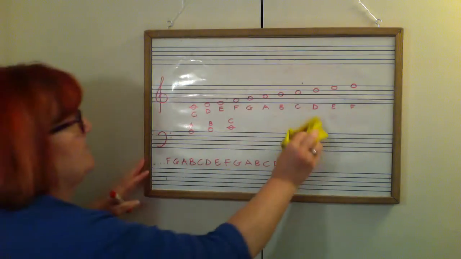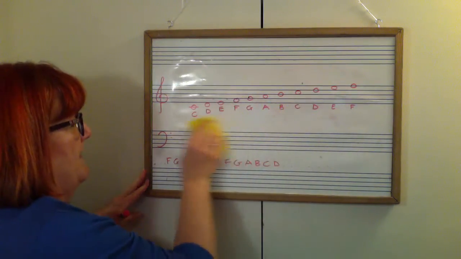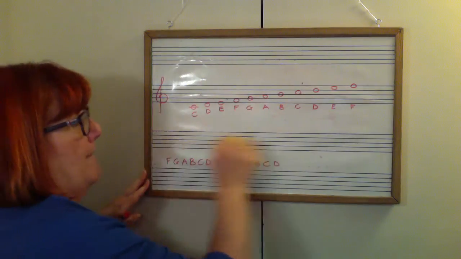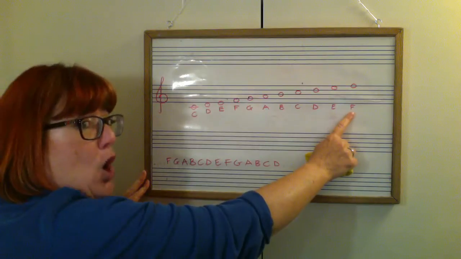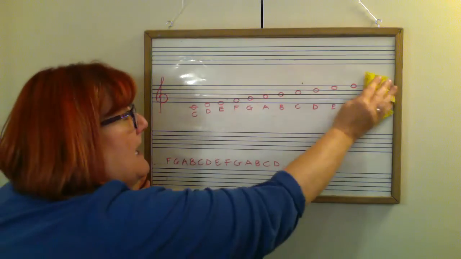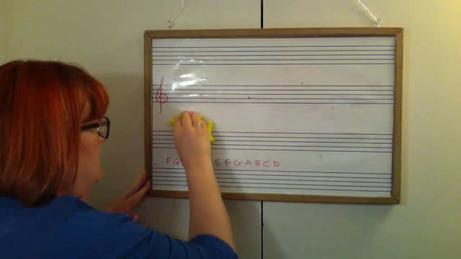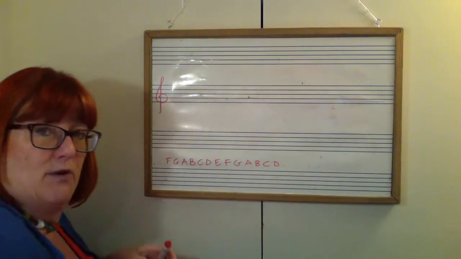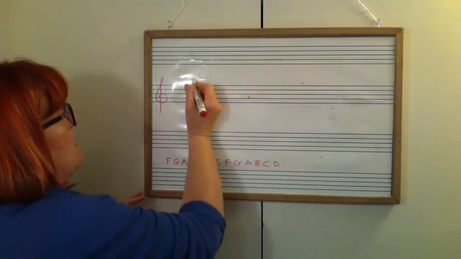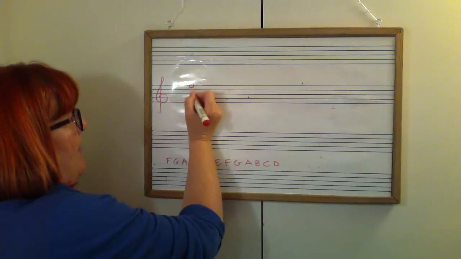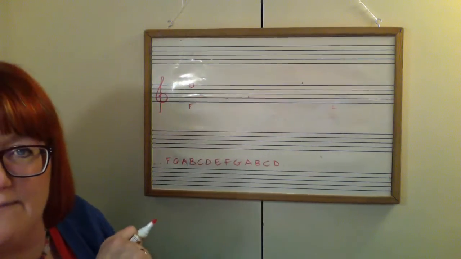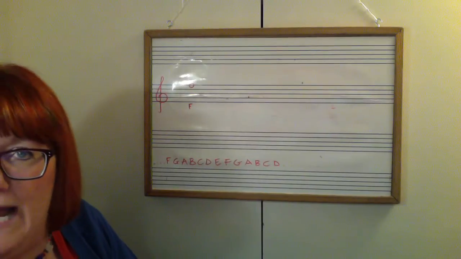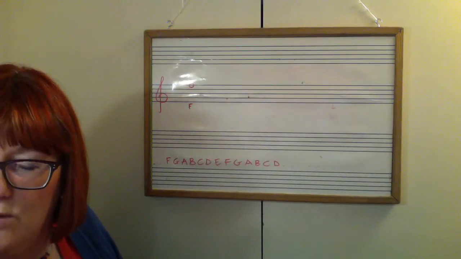Now, so I'm going to rub all this out, but I want you to remember that the F is the top line. It's the fifth line. So I'm leaving those letters in there because I want you to remember those. So we'll put F here. Right, so here comes the question. Where is G going to go?